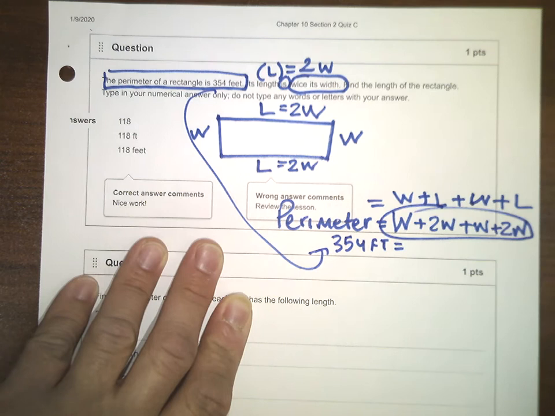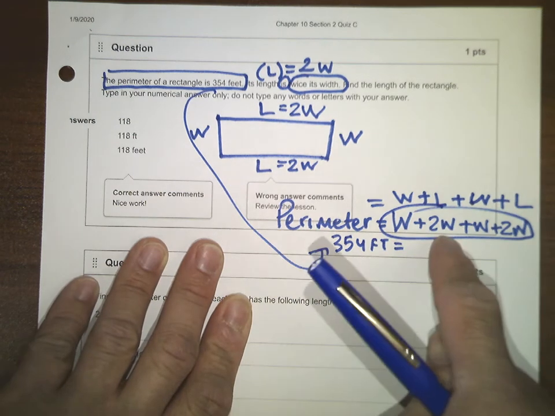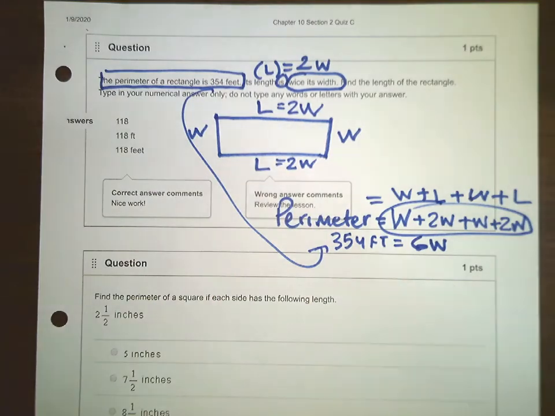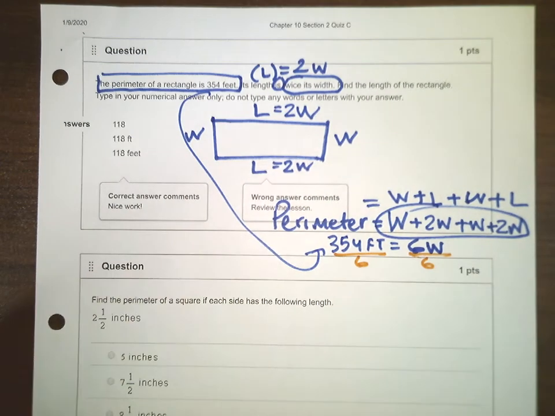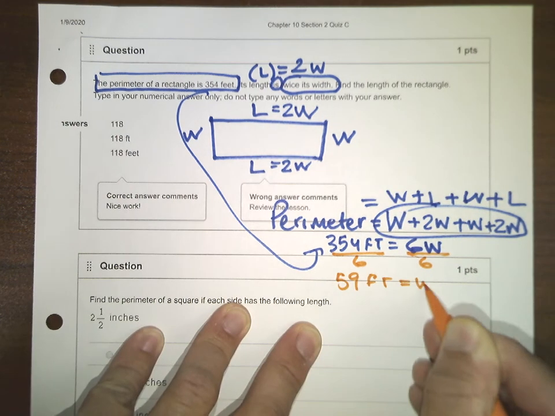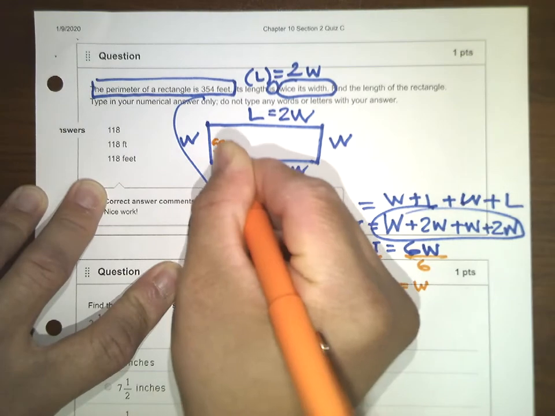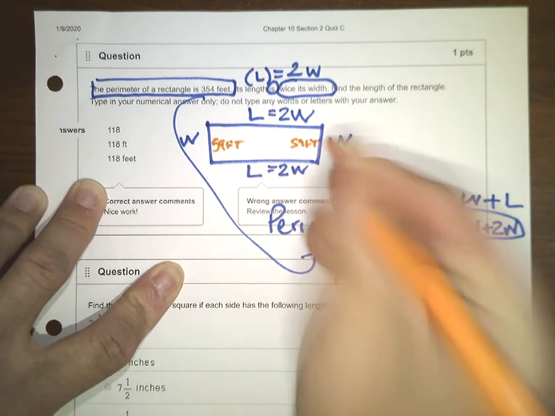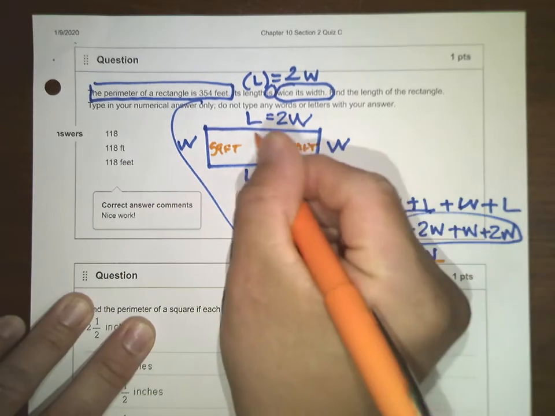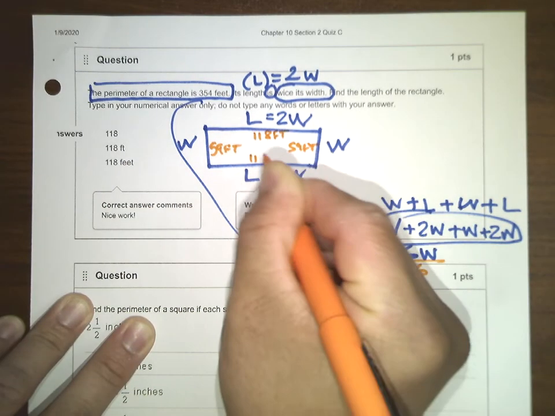Then if I add all of these together and combine the like terms, W plus 2W plus W plus 2W, that's 6W. So then if I divide by 6 on each side, I can find the number of feet that the width is equal to. So 354 divided by 6 is 59. So 59 feet is W. So this is 59 feet, and this is 59 feet. But I know that the length is 2 times the width, so 59 times 2 is 118, right? So this is 118 feet, and this is 118 feet.